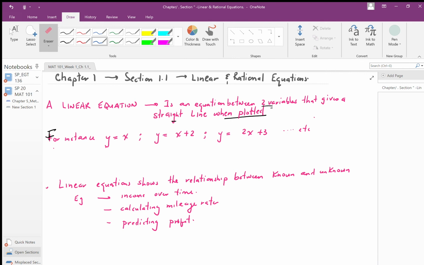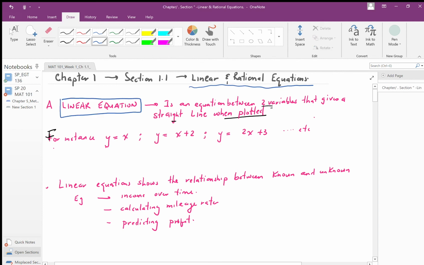I just want to pick back up from chapter 1, section 1. And we were talking about linear and rational equations. So, a linear equation, to be exact, is nothing more than a relationship between two variables, whereby when you plot them, it's going to give you a straight line. So, for example, a linear equation looks something like this: y equals x, y equals x plus 2, y equals 2x plus 3. Okay?